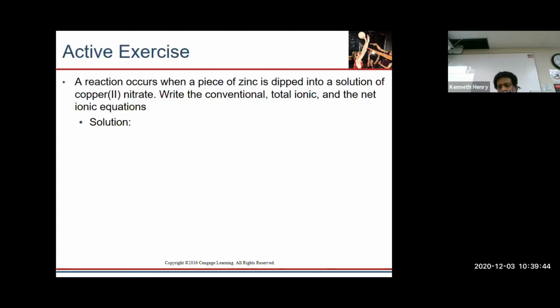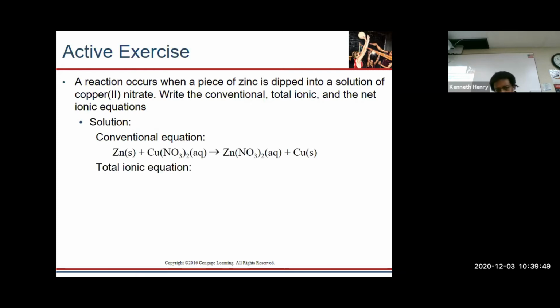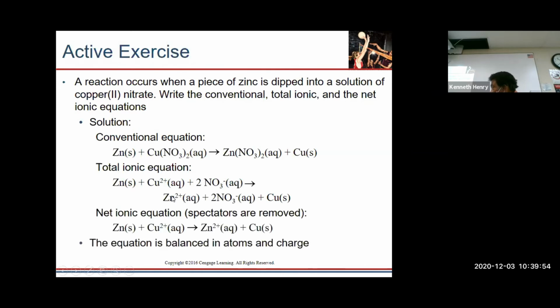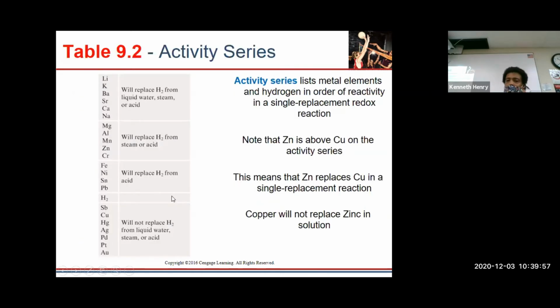Okay, this is just that problem that we just did. This is called the activity series table. Let me explain to you how it works. Metals behave in a hierarchy, right? So the higher you are on the activity series table, that means that you can replace those metals that are beneath you in a solution. Let me give you an example.